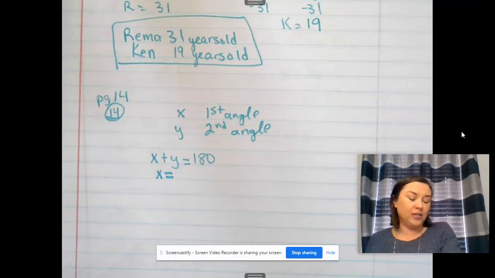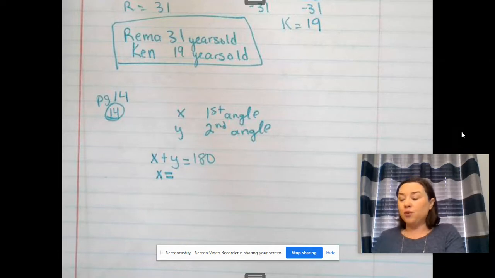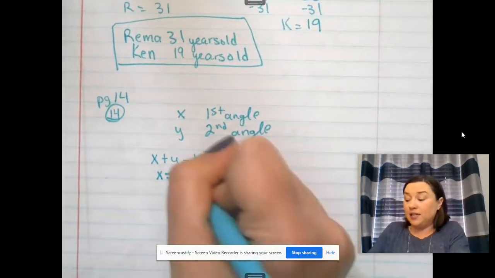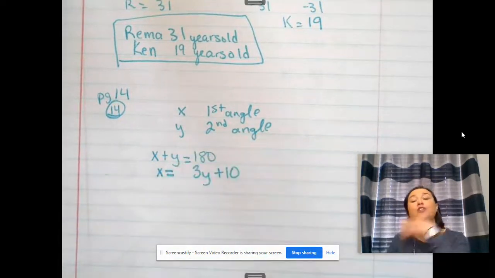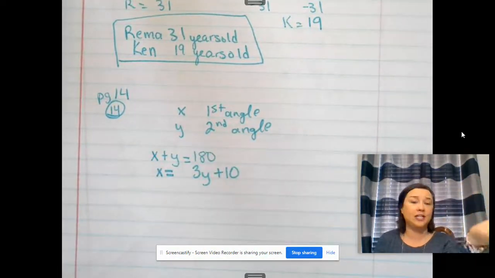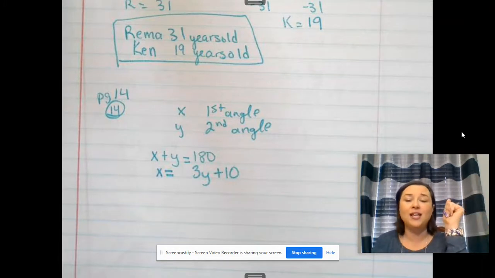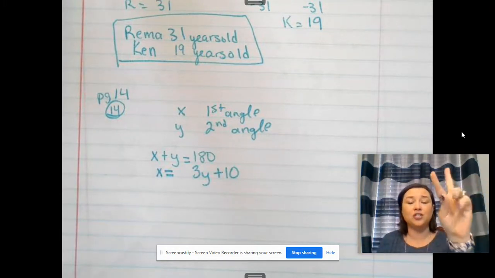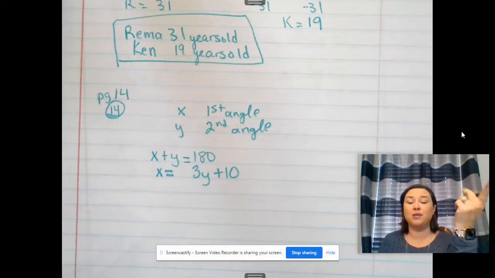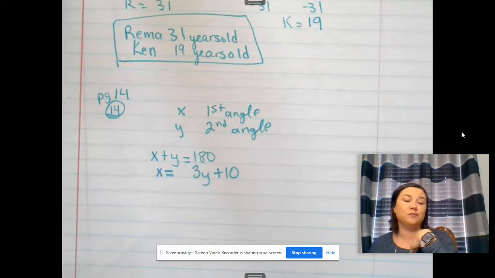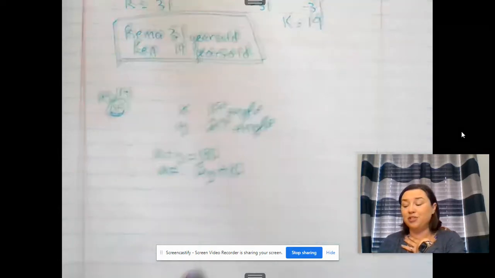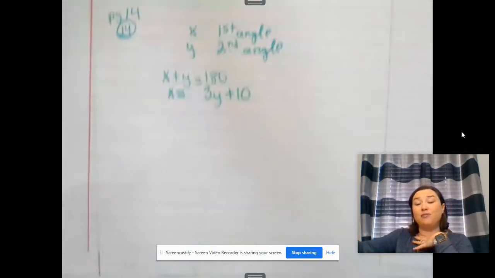The measure of one angle is 10 more than 3 times the other. So 10 more than means I'm going to add 10, and 3 times the other means I'd say 3 times the other angle. Now, if you're doing this problem and you chose a different letter than X or Y, that is fine. And if you chose to put Y equals 3X plus 10, that is fine as well. There's nothing that says which one has to be X and which one has to be Y, which is why we define our variable. In this case, I would prefer to use substitution because a variable is already solved for.